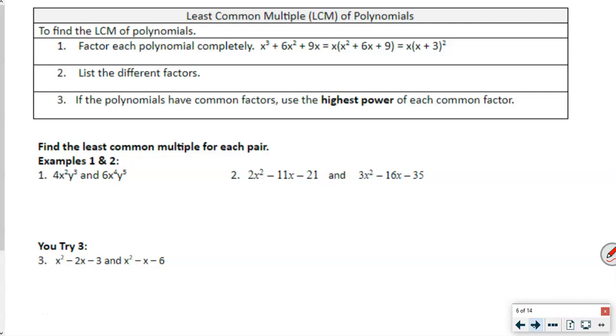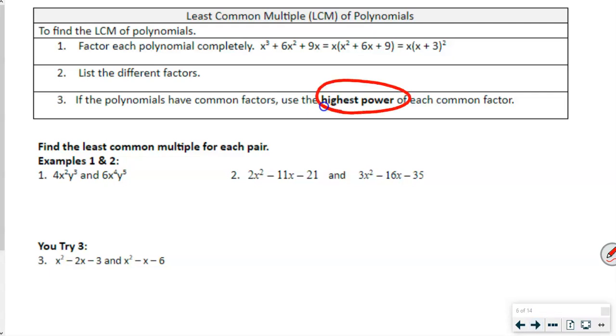Okay, and the way we do this when we start talking about polynomials is we're looking for the least common multiple of polynomials. So we're going to find that by factoring each polynomial, like we did here with the x to the third plus 6x squared plus 9x. The greatest common factor was an x, and then we get x squared plus 6x plus 9, and that factored is x plus 3 squared. Then we're going to list the different factors, and if the polynomials have common factors, we're going to use the highest power of each common factor.